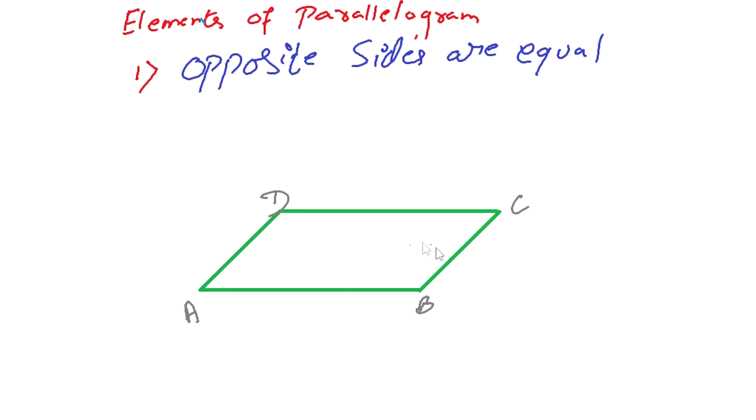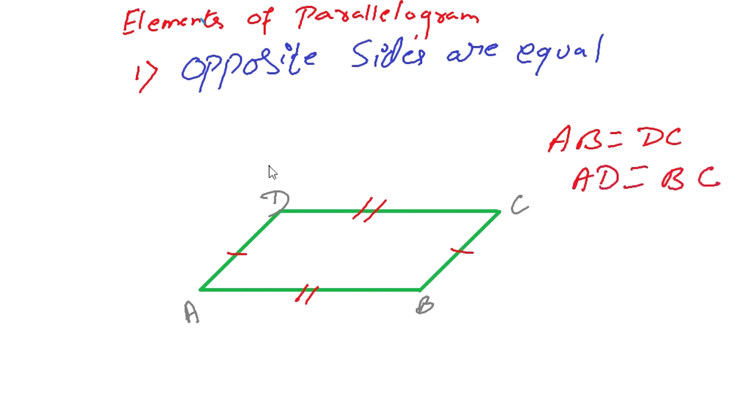Now in this example parallelogram ABCD, let us see which are the opposite sides that are equal. For this case, the side AB is equal to side DC and the side AD is equal to side BC. So this is what the first law says: the opposite sides of a parallelogram are always equal.